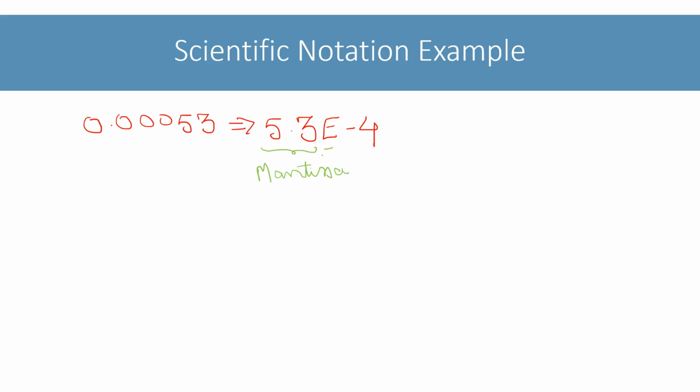Taking an example, the floating point literal 0.00053 can be written in scientific notation as 5.3e-4. Here 5.3 is the mantissa. This is followed by the letter E and then the exponent -4.